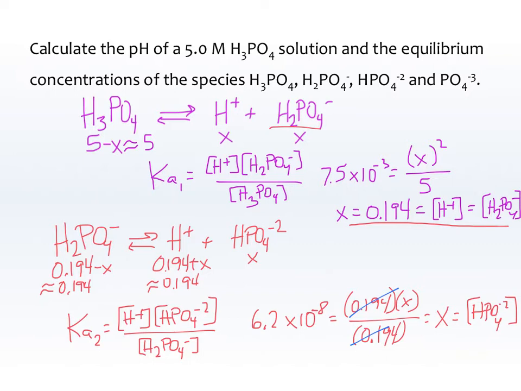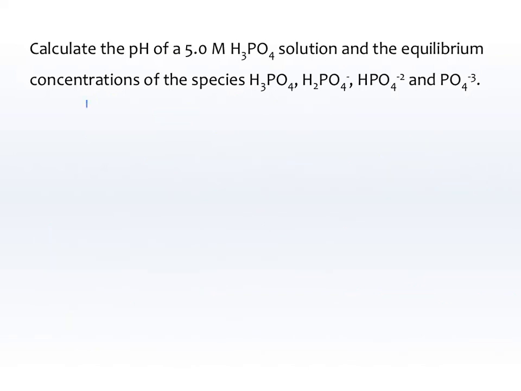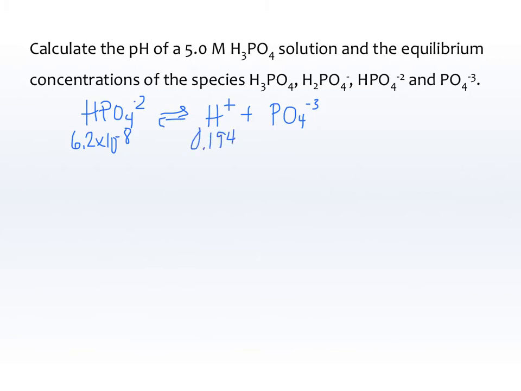Now, I'm going to go into the third ionization equation, so let me clear my board. For the third ionization equation, we're starting with HPO4 minus 2. And this is going to lose the last hydrogen that exists, so that'll be H plus and PO4 minus 3. We just said that HPO4 minus 2 was 6.2 times 10 to the negative 8. Now what you want to pay attention to is that we had already found H plus earlier, 0.194, in the previous equation. And the x, again, is going to be negligible from the previous equation, so we have still 0.194.